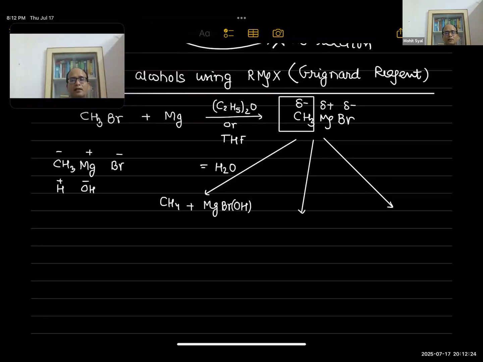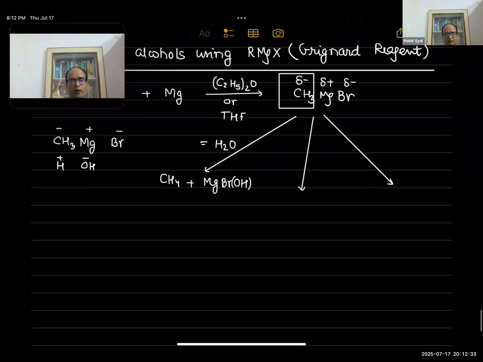Is it clear or not? So now this H plus is being connected to CH3 minus, Mg plus is being connected to OH minus, right? Like that. So you will end up with a methane. So somebody may say, suppose, how can I prepare alcohol from Grignard?